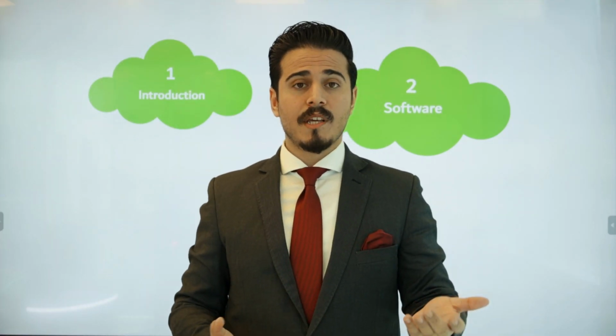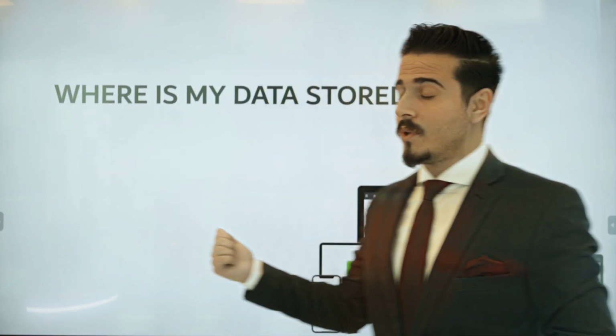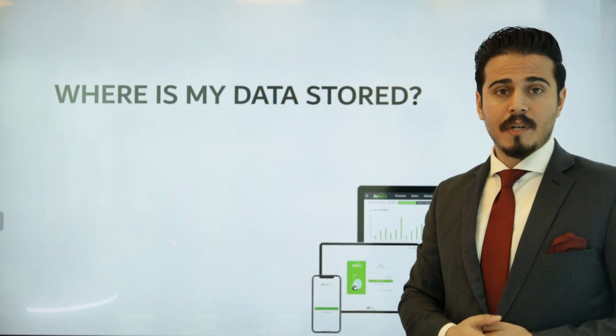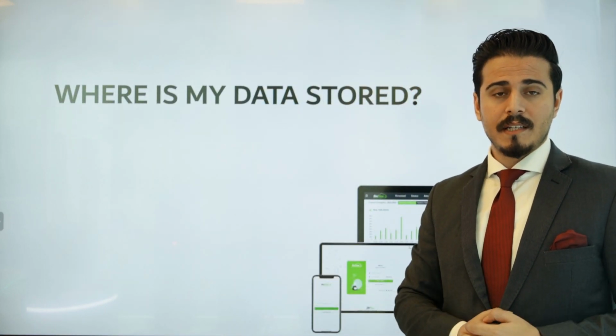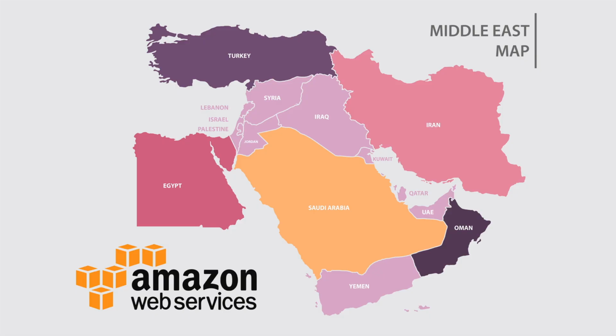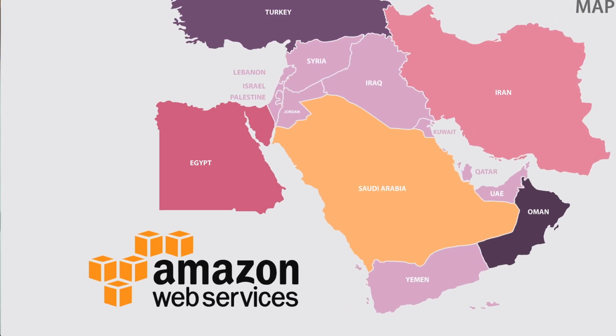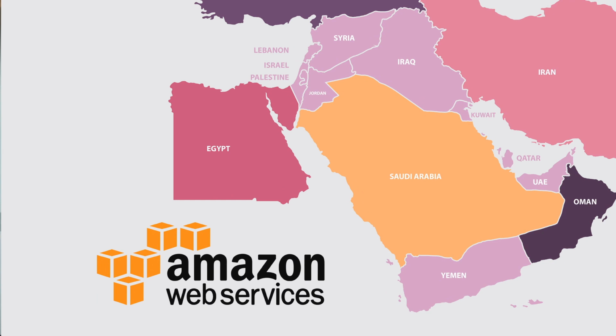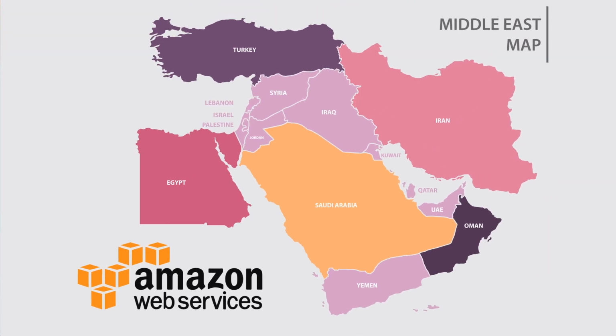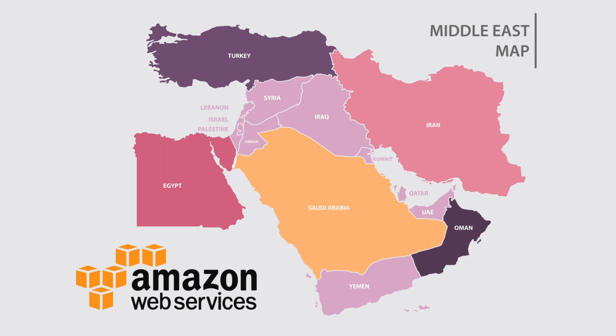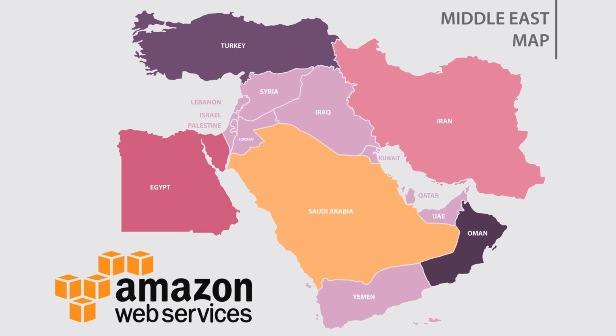Moving to our next topic, the software. One of the most common questions that we get is, where is my data stored? And how can I know if my data is secured? BioTimeCloud is a web service hosted and protected at AWS, Amazon Web Services, located at the Amazon EC2 data center in the Middle East, with the network architecture necessary to meet the requirements of the most security-sensitive organizations.